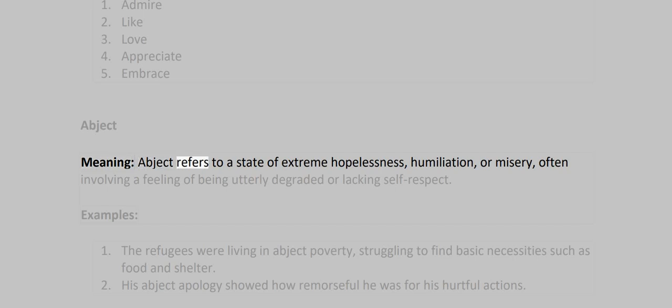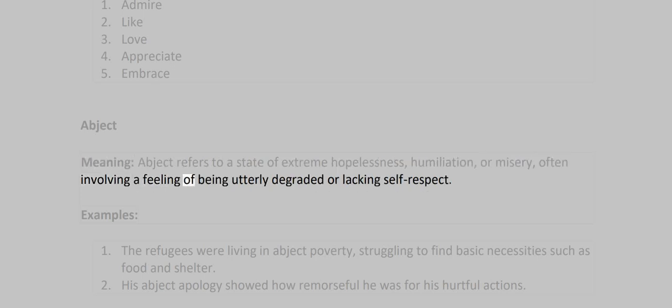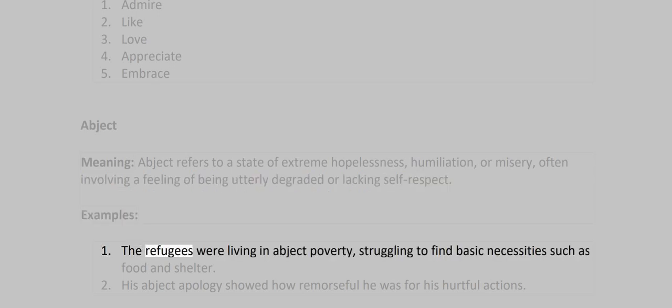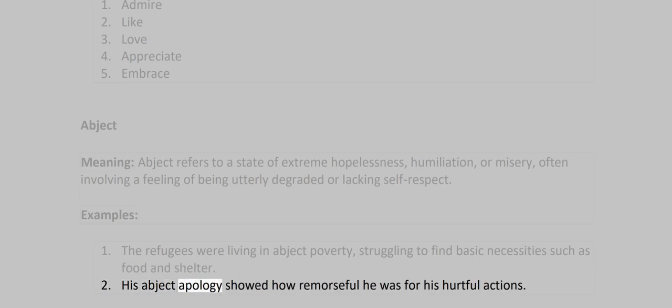Meaning: abject refers to a state of extreme hopelessness, humiliation, or misery, often involving a feeling of being utterly degraded or lacking self-respect. Examples: 1. The refugees were living in abject poverty, struggling to find basic necessities such as food and shelter. 2. His abject apology showed how remorseful he was for his hurtful actions.